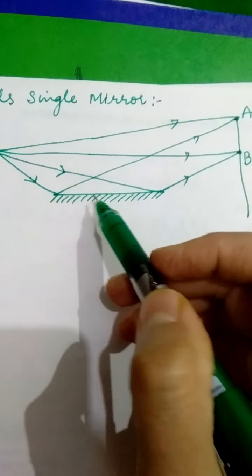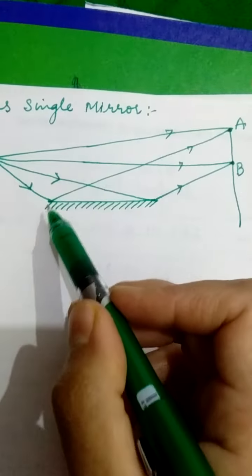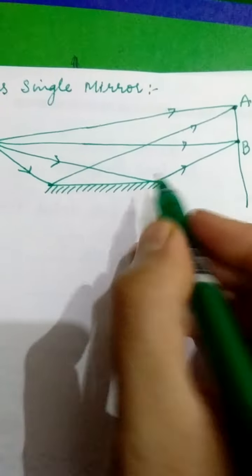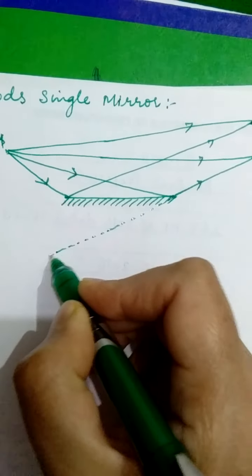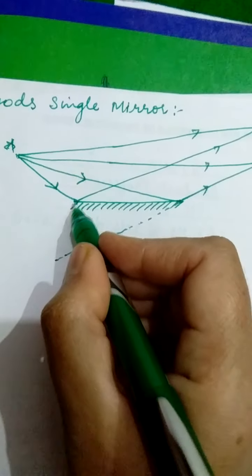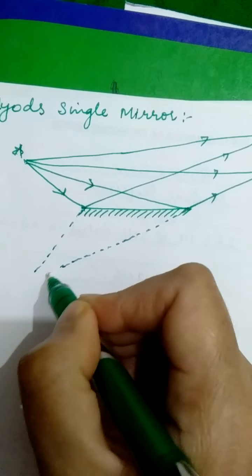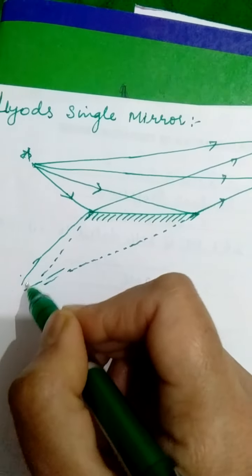Of course, there will also be reflections from the intermediate region, but we are determining the extreme A and B. There will also be interference patterns in between, right? But we are determining the ends only. Now, if we extend these reflected lines backwards, here and here, they meet at a certain point. Remember, it should be a straight line meeting somewhere, right?